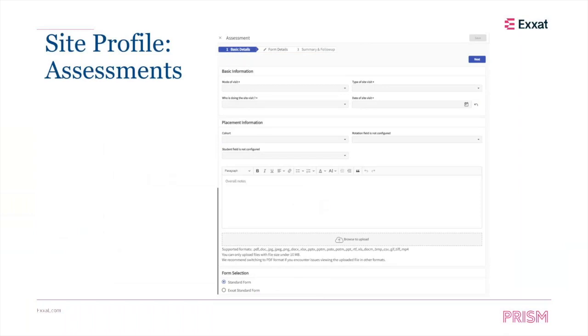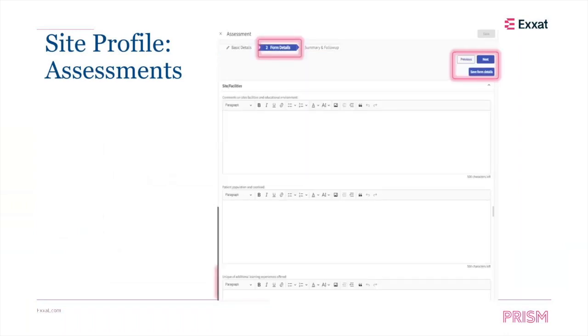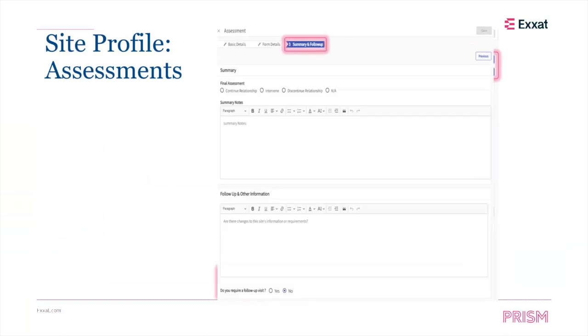As mentioned earlier, if you need a customized form for the program, you need to generate a support ticket by sending an email to support@exact.com, so that our team can get in touch with you and create the customized site visit form. Once the site visit form has been filled, you'll be able to see all the questions and you can save it. When you click on next, you'll see the summary of the form, and you can even set up the follow up and other information as well.